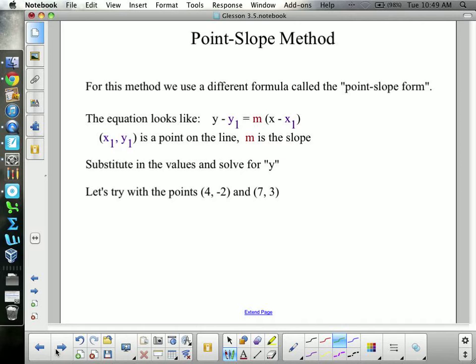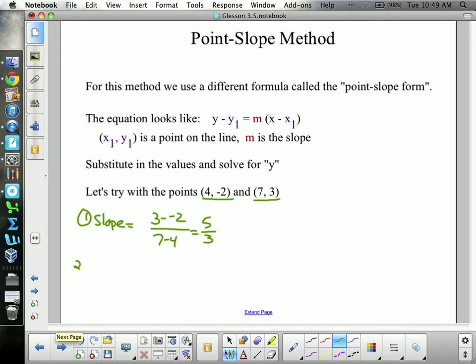(x1, y1) is a point on the line. m is the slope. We substitute in values and just solve for y. Get y by itself. It's usually just a couple steps. Here I've got the points (4, -2) and (7, 3). Let's find the equation of that line. Start by finding the slope: y2 minus y1, 3 minus -2, over x2 minus x1, 7 minus 4. That's 5/3, the slope.